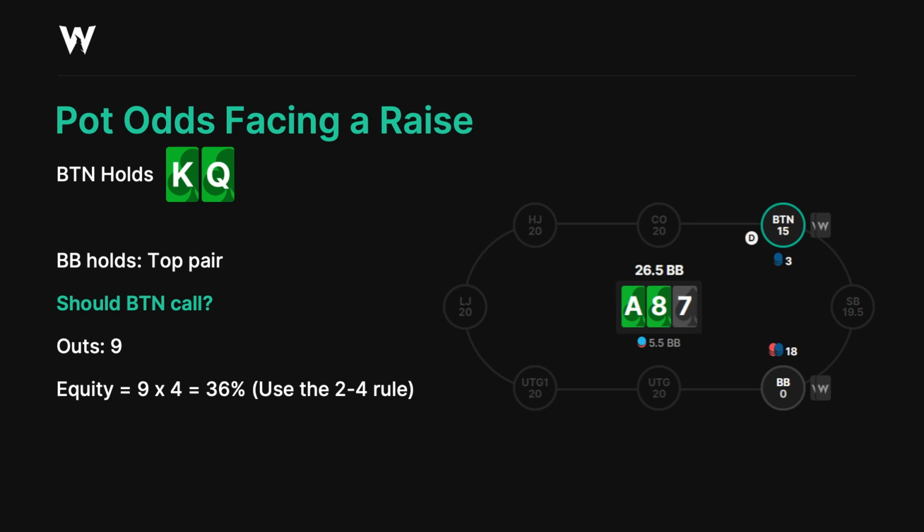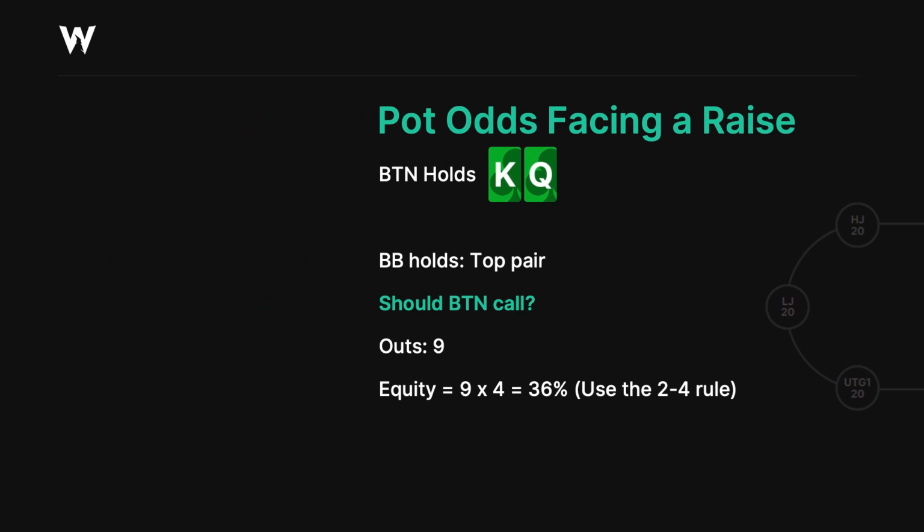And if the big blind is bluffing at any frequency, for example, with a worse flush draw, then we have more than enough equity. So yeah, you should probably make this call.